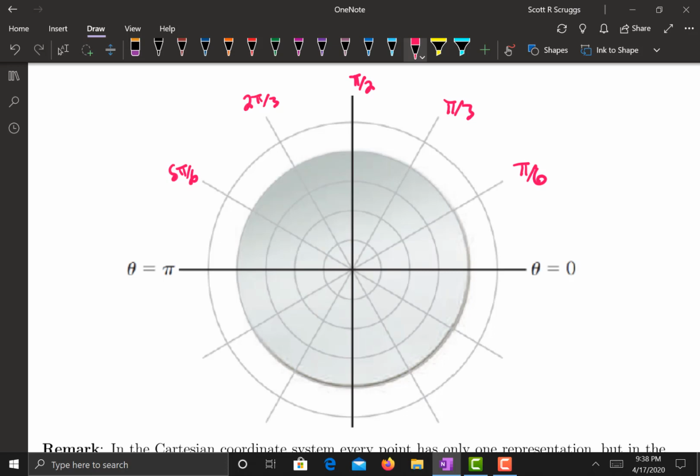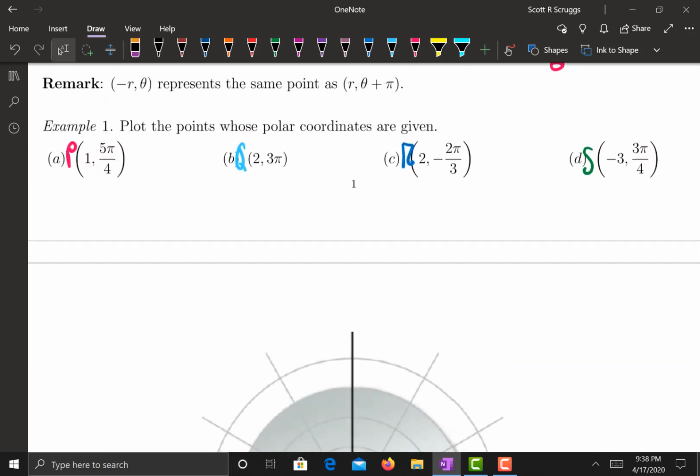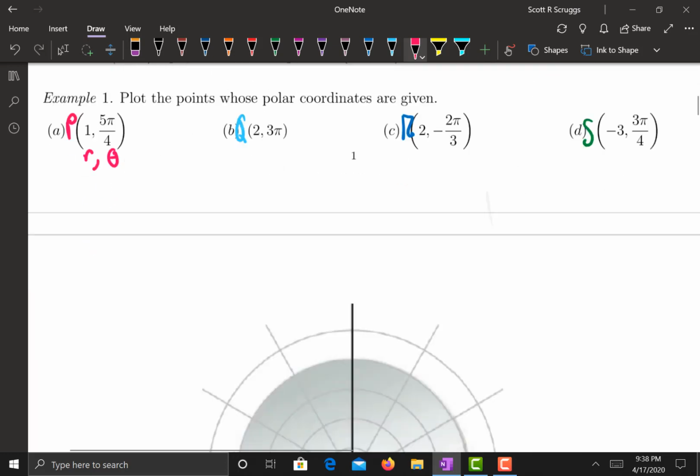And I'm also going to assume that each ring will be half a unit. So this circle corresponds to the radius 1/2, 1, 1.5, 2, 2.5, and so on. And so let's figure out how we're going to draw these points. So the first value, A, is an r value or a radial coordinate of 1, and then an angular coordinate of 5 pi over 4.